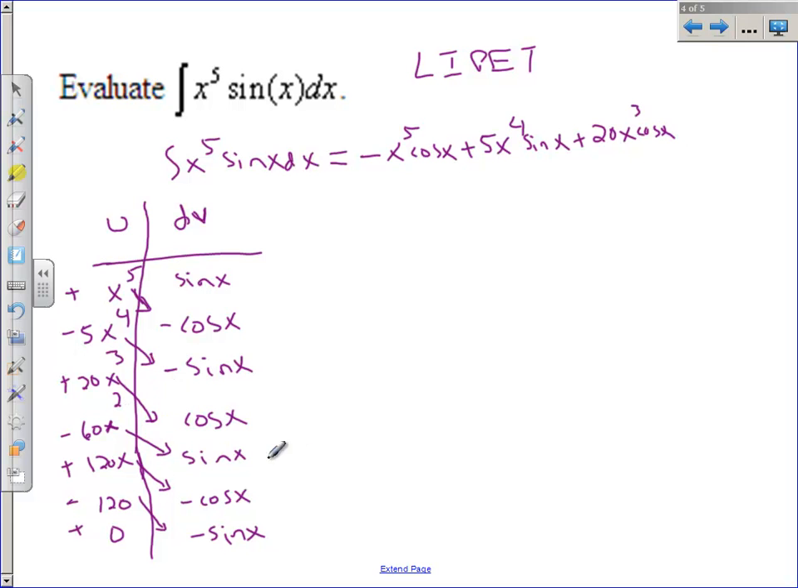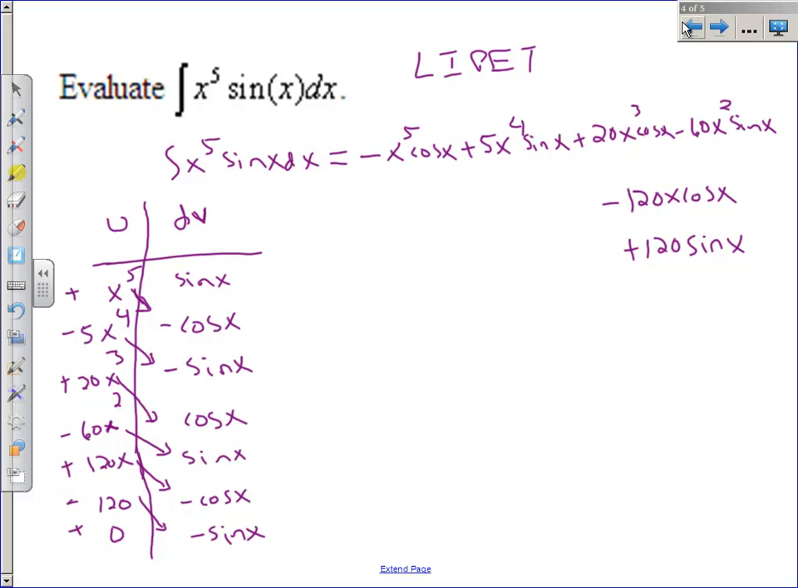And then minus 60x squared sine x. Well, I've run out of room. Just going to have to drop down here a little bit. And then plus 120x times negative cosine, which is really minus 120x cosine x. And then minus a negative, so plus 120 sine x. And we're out of terms. And that's how you do the table method.